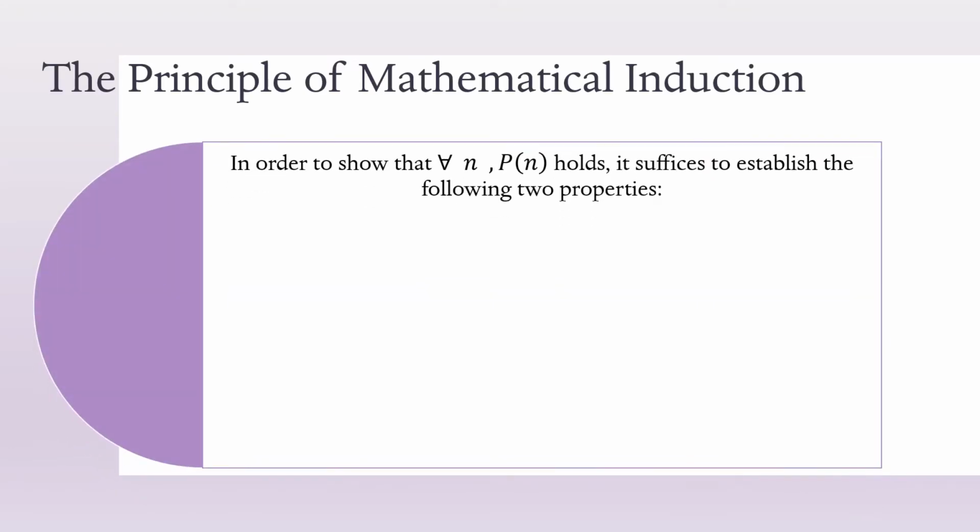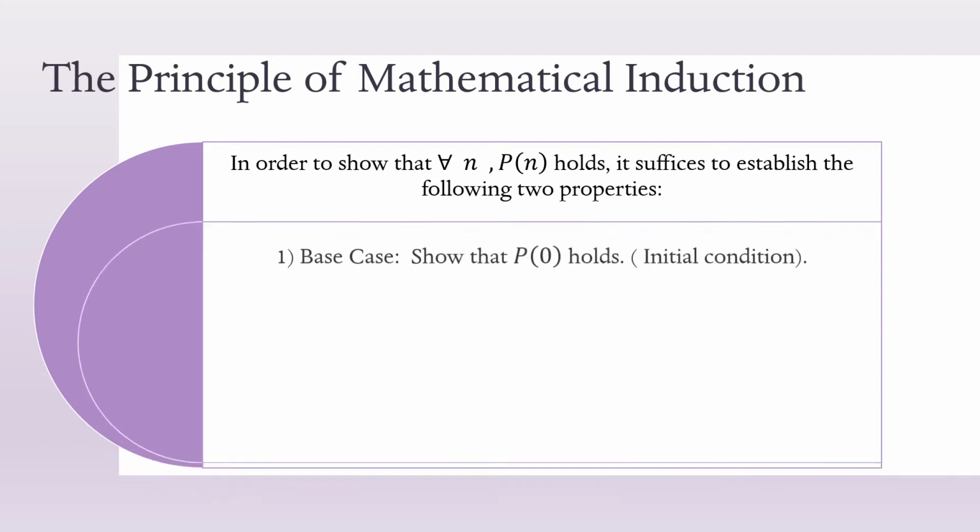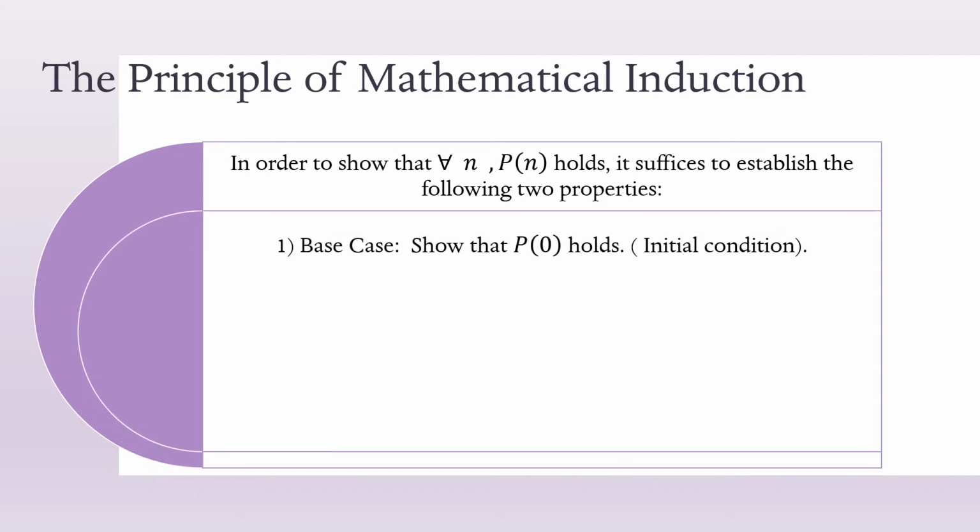In this, in order to show that for every n P of n holds, we can make use of two different properties. We would like to check whether these properties are satisfied. The first one is the base case. That is, we have to check whether the initial condition holds good. Suppose it starts from n equal to 0, we have to show that P of 0 is true.